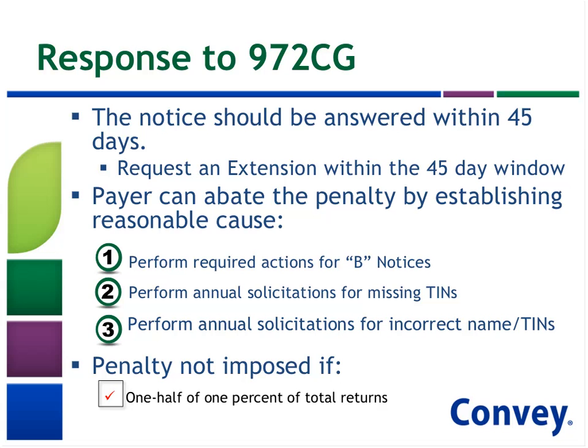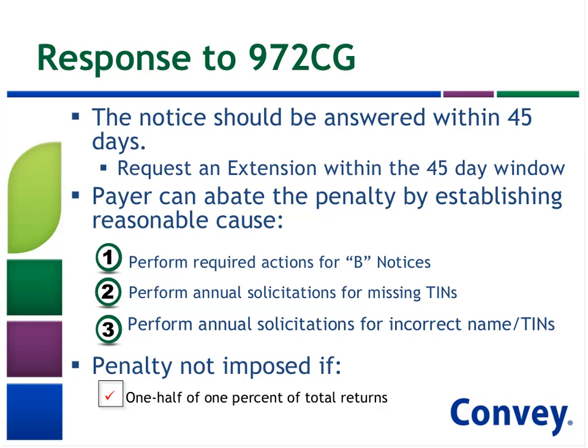So you perform the required actions on the B notices. Maybe you perform annual solicitations for missing TINs. So if you're sending out on an annual basis W-9s for anybody that you don't have that information for, you're doing a best practice, you're doing your best effort to gather that information. It's not your fault in a lot of cases that the payee is not responding to you with the correct information. So paying a penalty doesn't really make sense in that situation. Also, if you perform solicitations for incorrect name TINs.